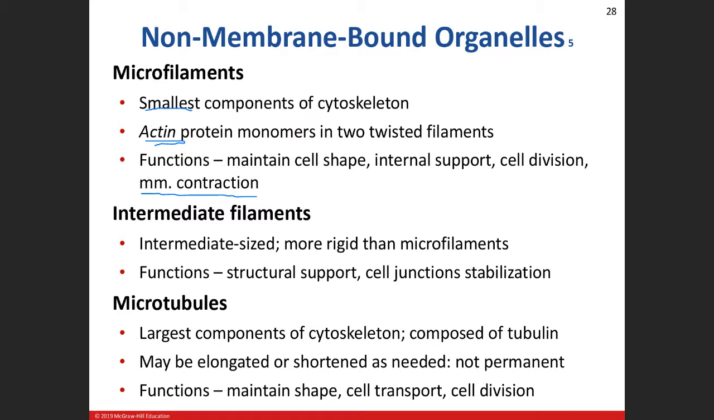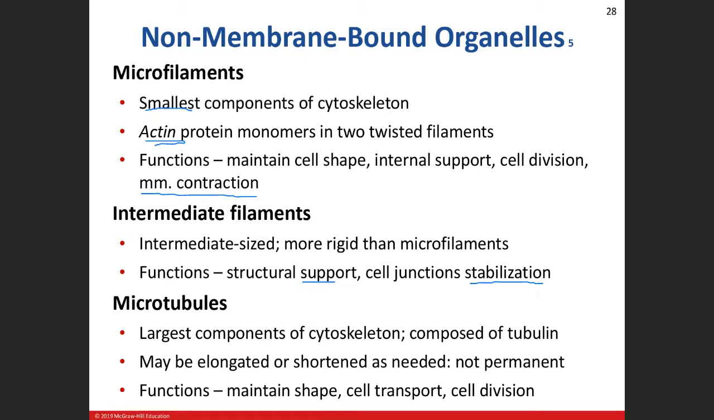The next size up are the intermediate filaments, obviously a little bit bigger. So they're going to be a little bit more rigid, tougher than the microfilaments. Again, they'll offer support to the cell. And when we want to attach one cell to another cell and hold them in place, they offer stabilization between cells at what we call cell junctions, where cells connect to one another.